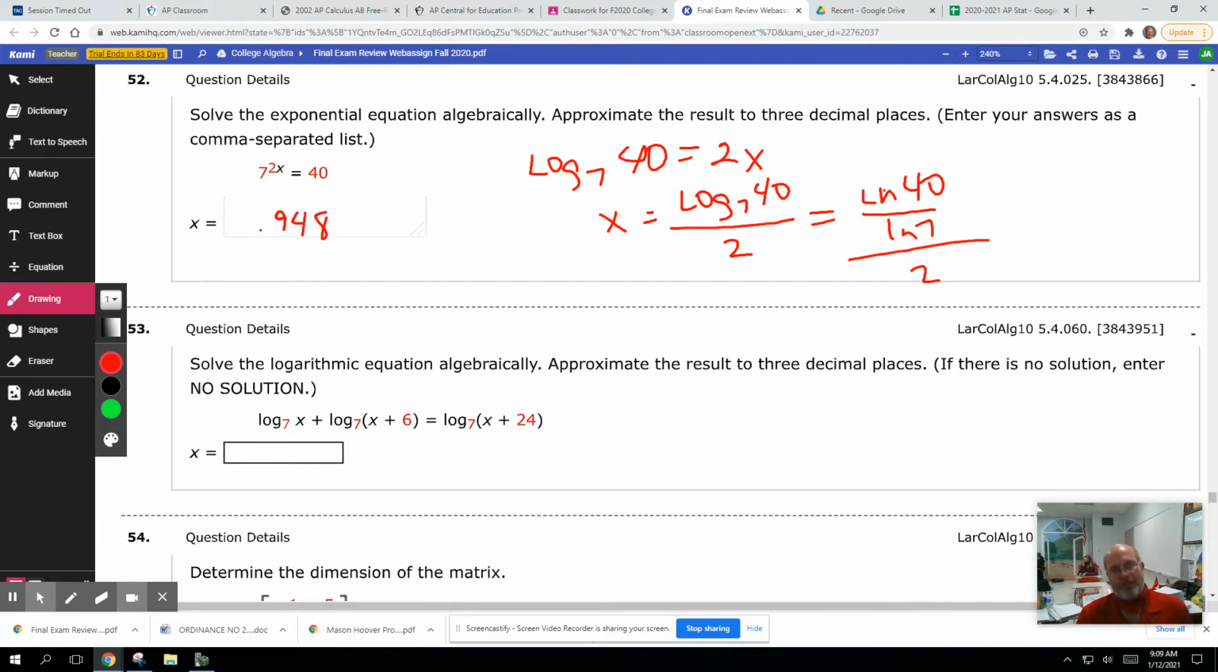Which makes sense because 7 squared is 49. And so you would expect that to be close to plugging in 1, but not quite. So that makes sense.